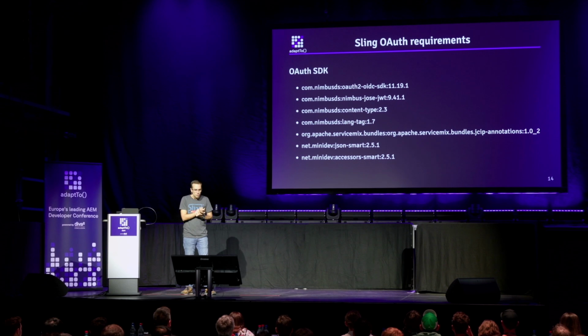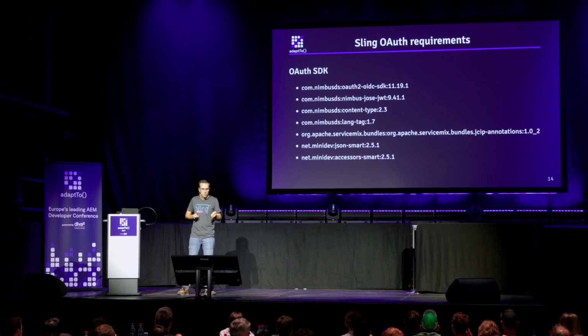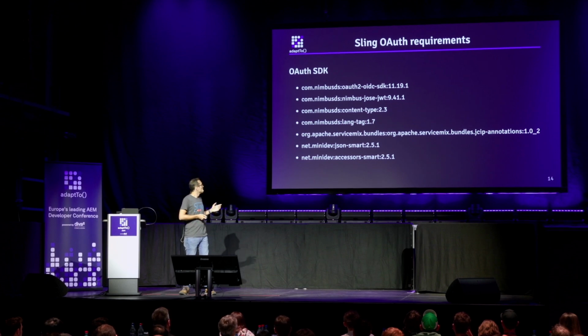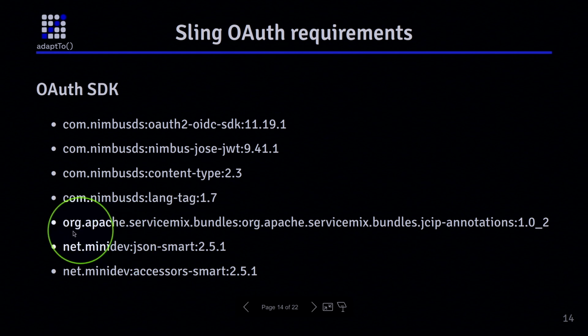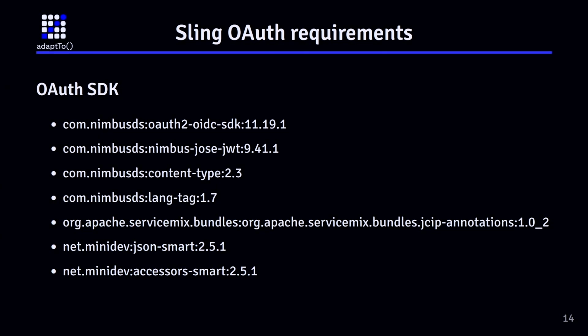Okay, Sling OAuth. To deploy, we have a number of bundles. So I mentioned the OAuth SDK from Nimbus. Notably, this is Java land. They use a different JSON implementation. That's not so bad. I think we already have 3 or 4 in Sling. What is another one?